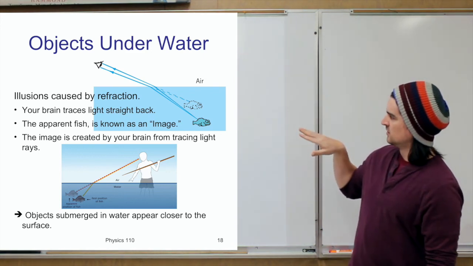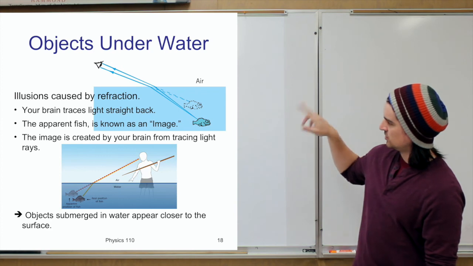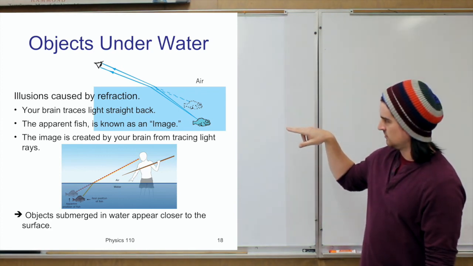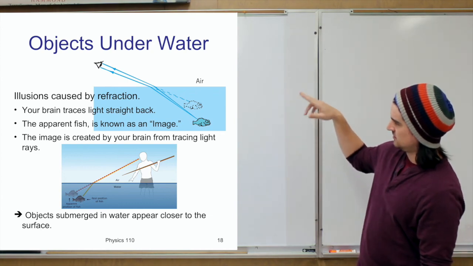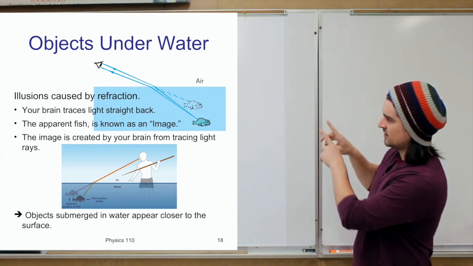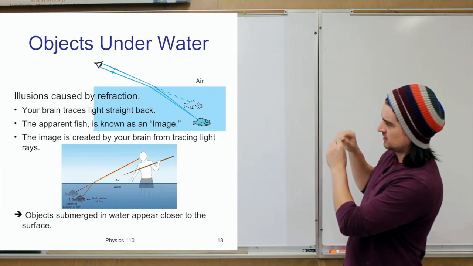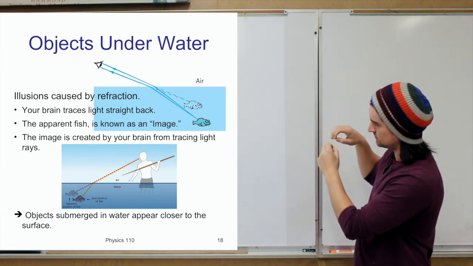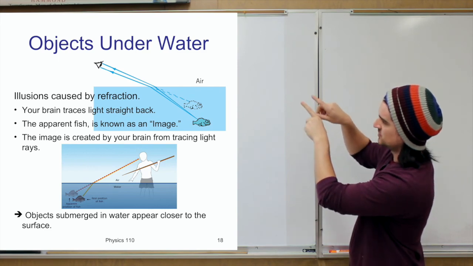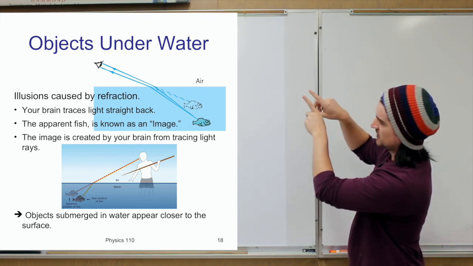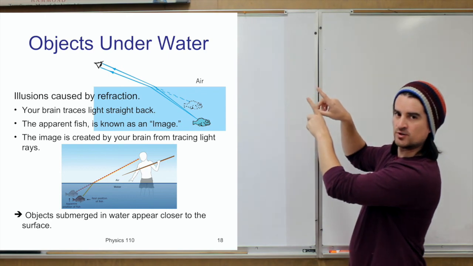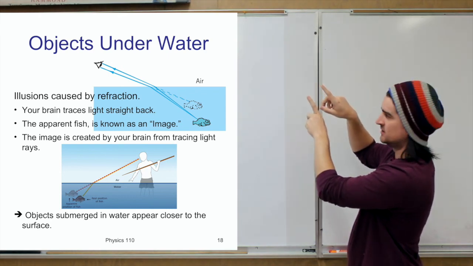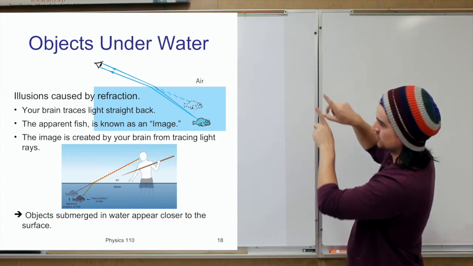The reason is, if we look at this top picture, the actual fish is down here, and we see the light rays coming off of the fish that will eventually reach our eyes so we can see the fish. The light rays come off of the fish and move up, and when they hit the interface of the water and the air, right, they move faster in the air. So again, you think of these two wheels that are rolling along.